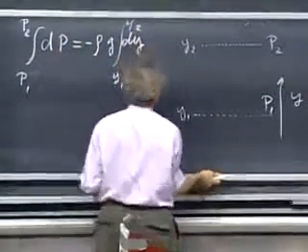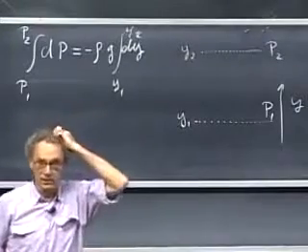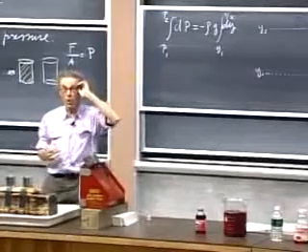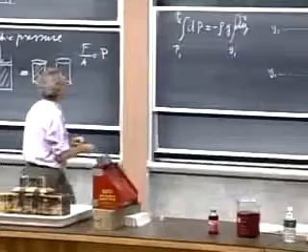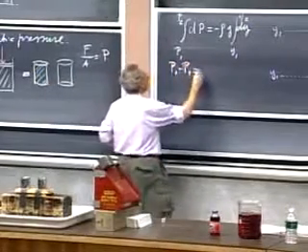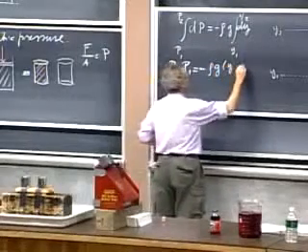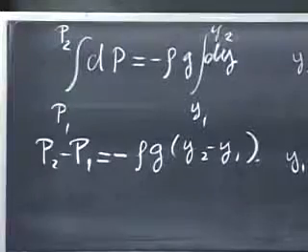So that's now a trivial integral because rho is constant. Rho is not a function of Y. With the atmosphere of the Earth, that's more difficult because rho is a function of altitude, but not with liquids. And so we get that P2 minus P1 equals minus rho g times Y2 minus Y1. And this is called Pascal's law.